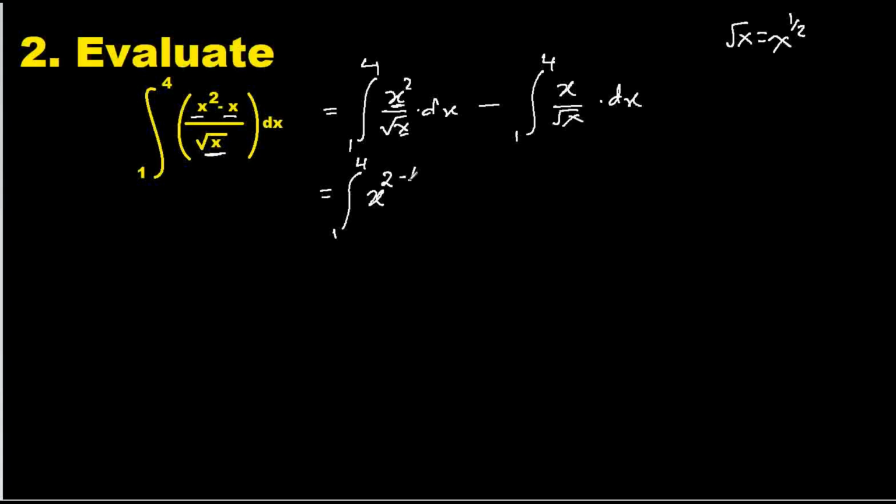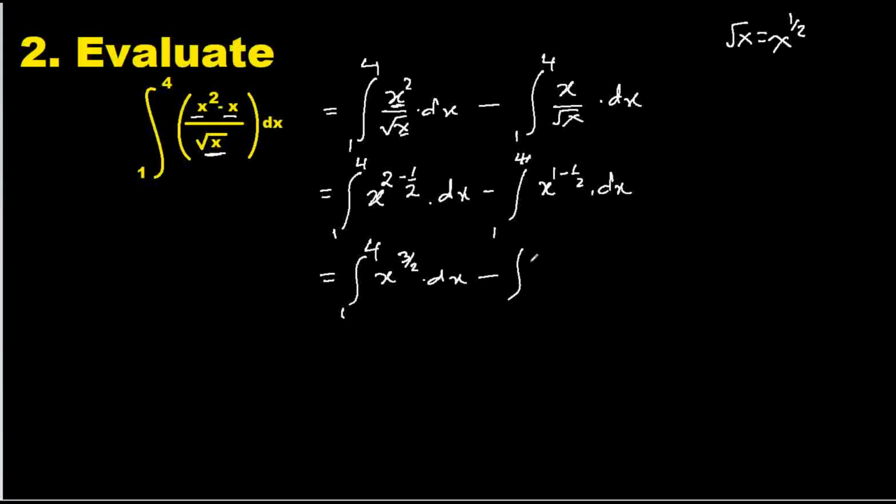x to the power 2 minus half. We subtract this power half from power 2 because they are dividing, the bases are the same, dx. And same here as well, x to the power 1 minus half dx. So what do we get? x to the power 2 minus half is 3 over 2, dx, minus x to the power 1 minus half, which is half, dx, from 1 to 4. So let's make some space now.